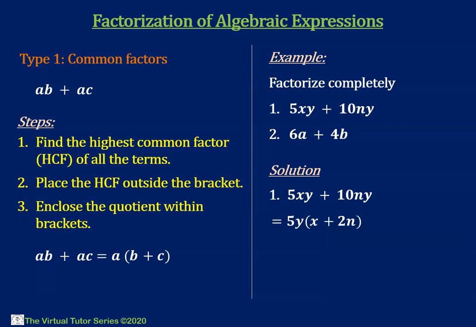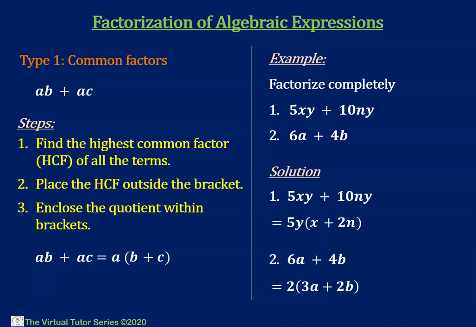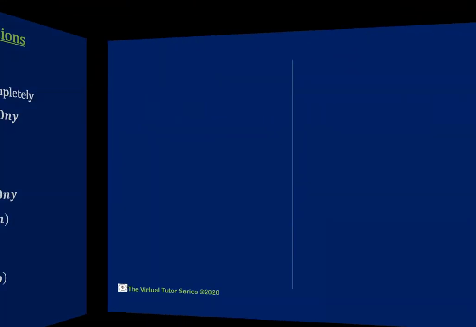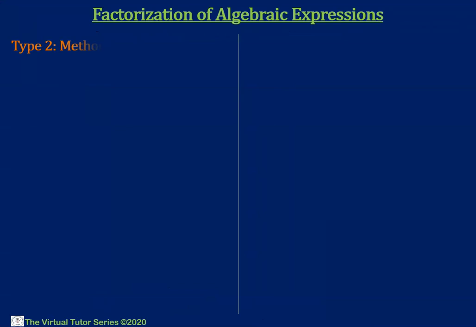Let's move on to example 2. 6a plus 4b. The HCF of 6a and 4b is 2. And so we bring 2 out and put the quotient 3a plus 2b in brackets. Good. Let's now consider factorization type 2, method of grouping.